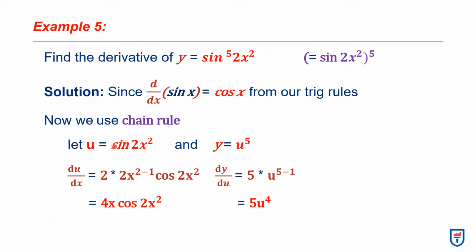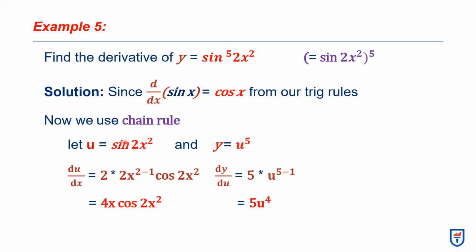Now we differentiate our inner function, du/dx, which is u in terms of x. When differentiating the inner function, we need to differentiate the expression that is inside the sine function. When you differentiate 2x squared, we use the power rule: 2 times 2x to the power 2 minus 1. So the derivative of the variable inside our trigonometric function is 2 times 2x to the power 2 minus 1.